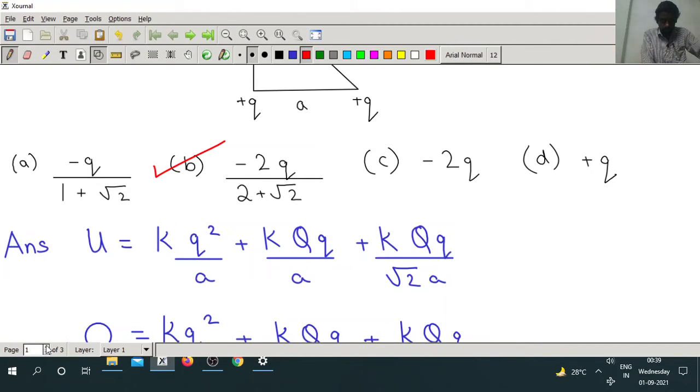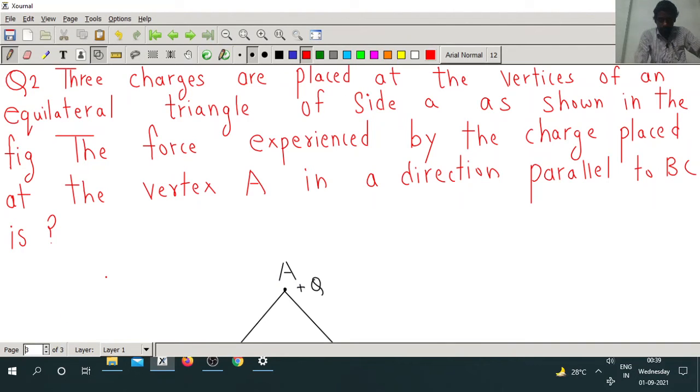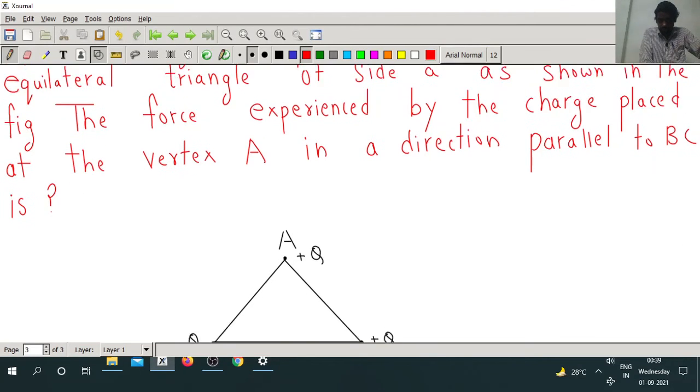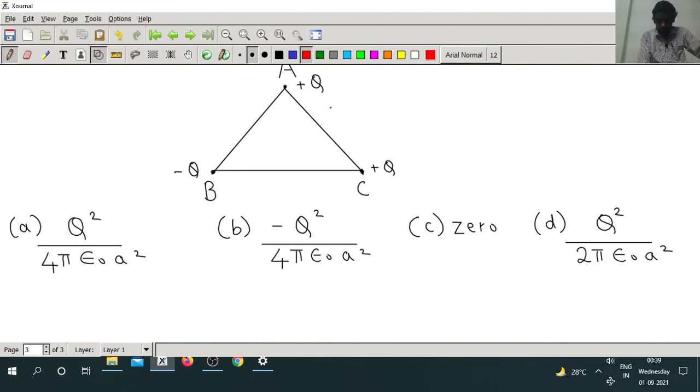Now let us go to the next question. Three charges are placed at the vertices of an equilateral triangle of side a as shown in the figure. Find the force experienced by the charge placed at vertex A in a direction parallel to BC. In this diagram there are three charges given, plus q and minus q, kept at an equilateral triangle. We have to find the force acting on this plus q.